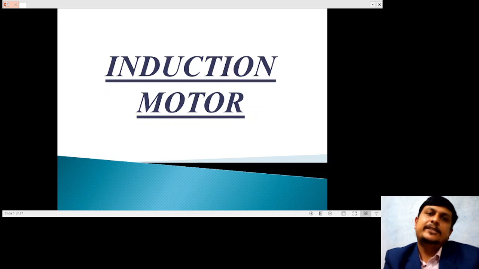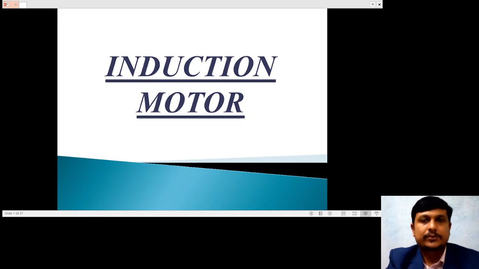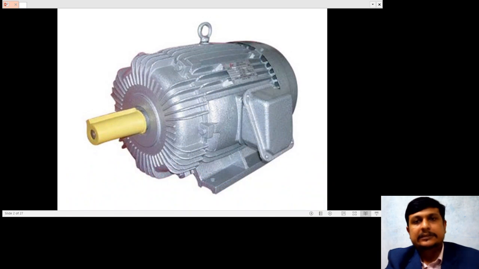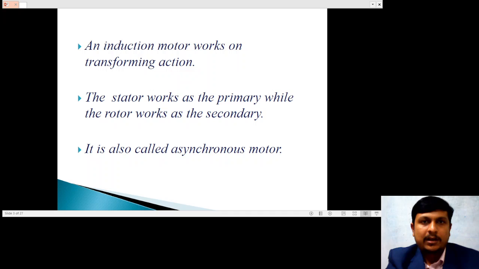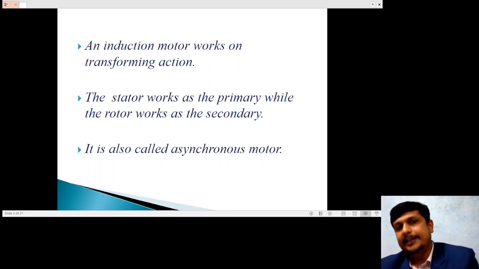Hello friend, today my topic is the induction motor. So this is your induction motor. Induction motor looks like this. Okay. These are some important points regarding the induction motor.